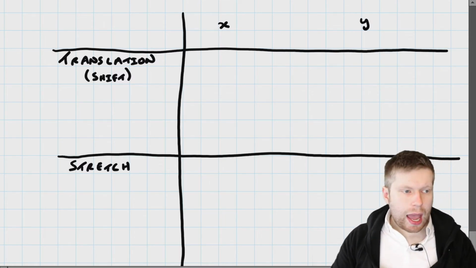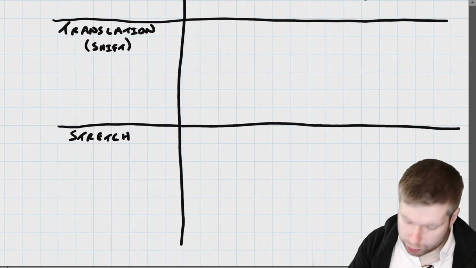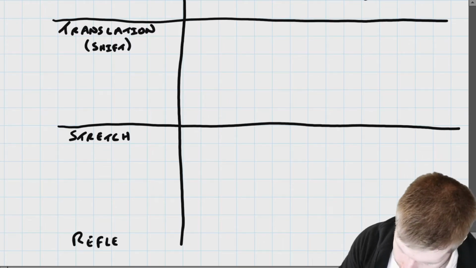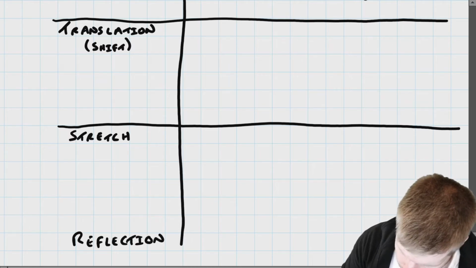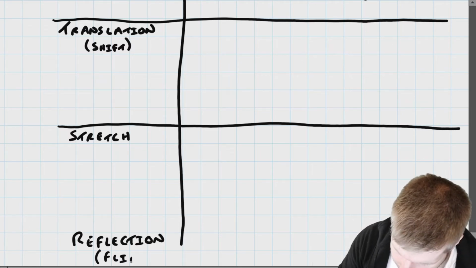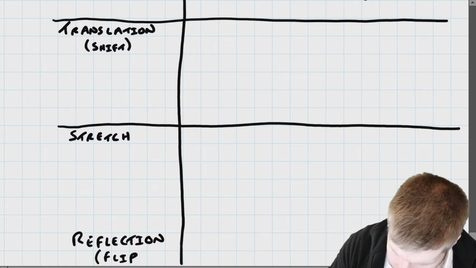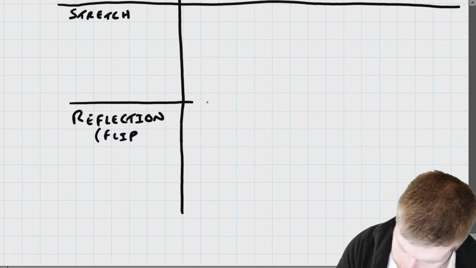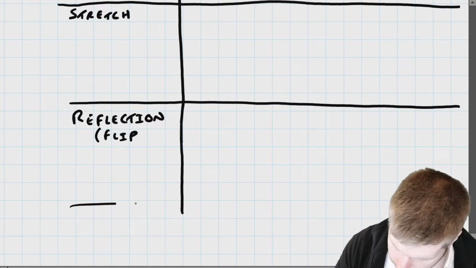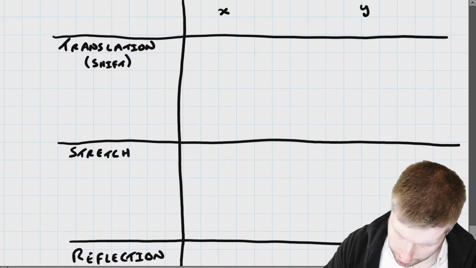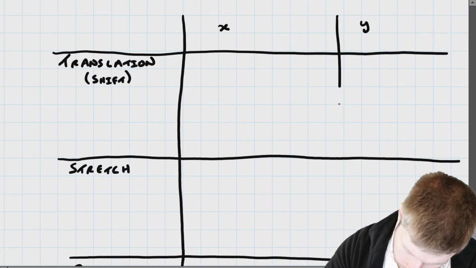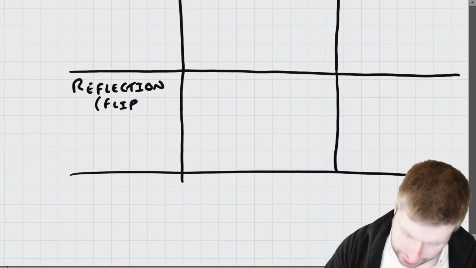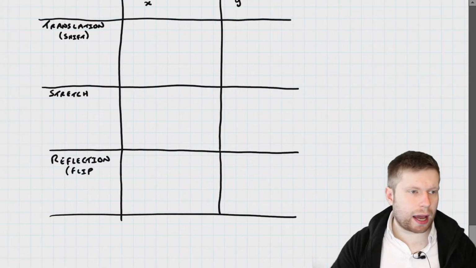And then the last type of transformation that we're going to look at is something called a reflection, or a flip if you prefer. Again, that can either happen in the x direction or the y direction as well. So let's just finish off my little table. Put some lines across there, and then I'll put a line down the middle to make sure that we've got the x and the y separated as well. There we go. That's my little table, which I'm going to end up filling out.